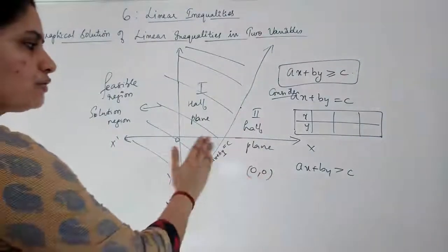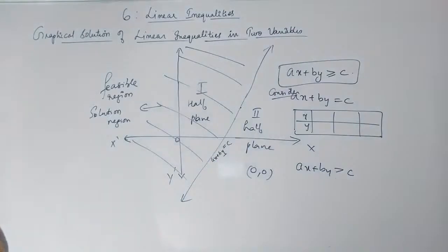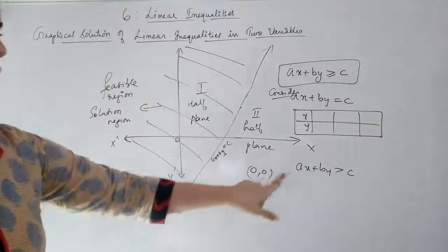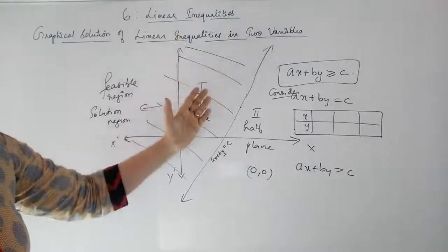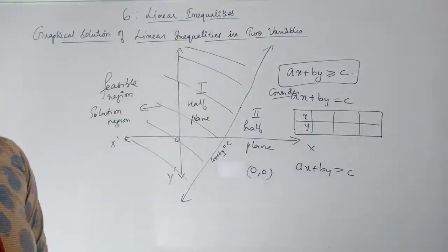Now suppose you have substituted 0, 0 and it is not satisfying greater than c, greater than that value. At that time you have to just go for the opposite half plane and shade it. That will be the solution or feasible region. Understood? If the inequality is satisfying with 0, 0, then you shade the region which contains 0, 0. Otherwise, if it is not satisfying, you just shade the other part. That will be your solution region.